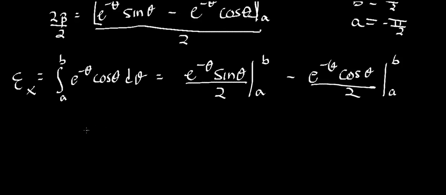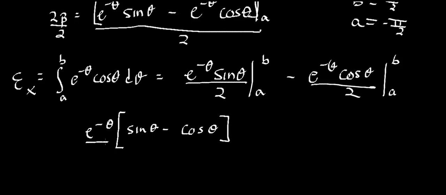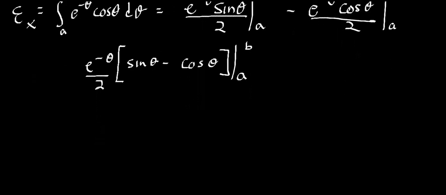So if I factor out the evaluation, I'm going to get e to the negative theta times sine of theta minus cosine of theta over 2, and that's evaluated from a to b. So let's sort of chug through this, okay? And what I'm going to do, these numbers are not going to work out very nicely. So what I'll end up doing is I will stop the video after this and I will calculate the numbers for us. And then in the next video, we'll actually look at what it is.